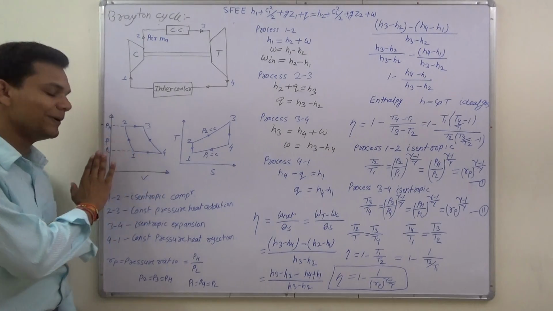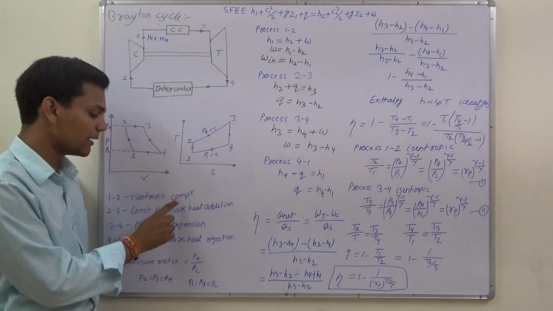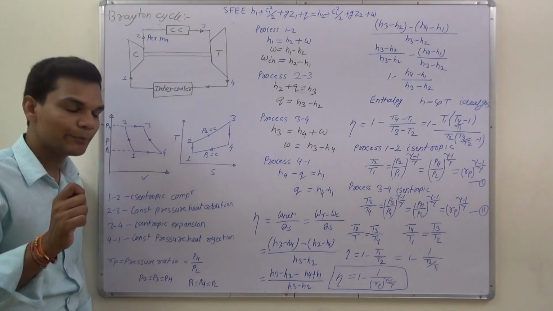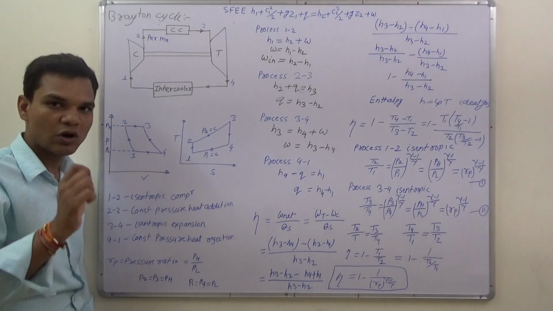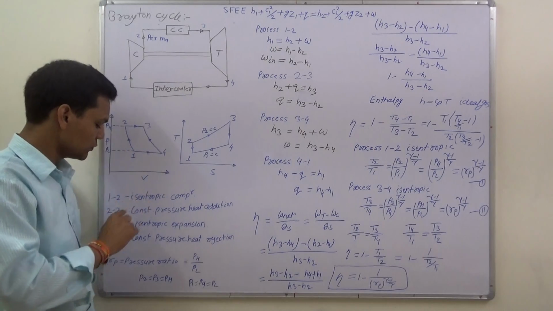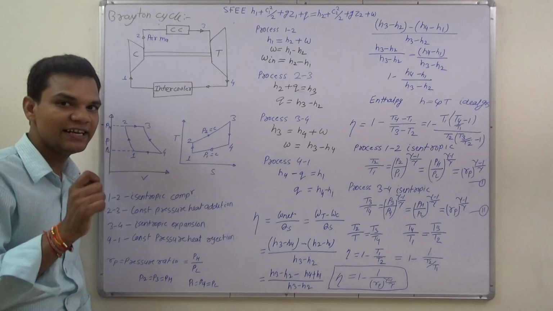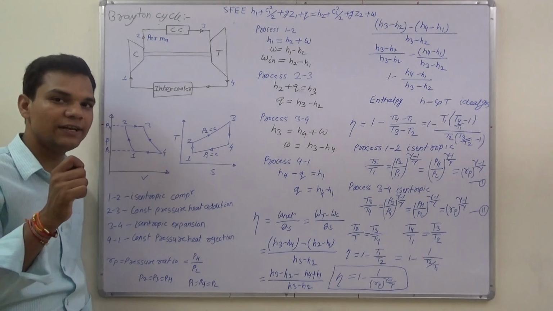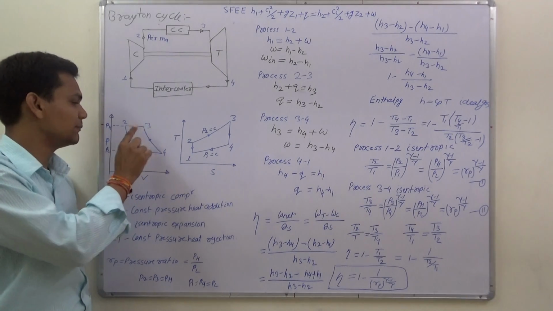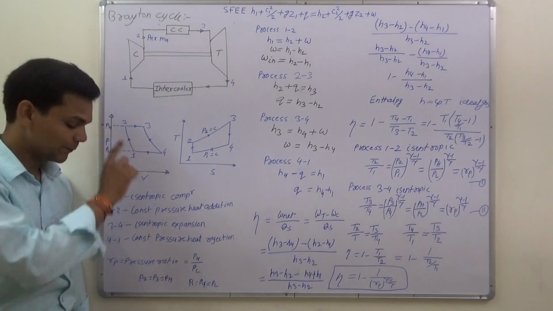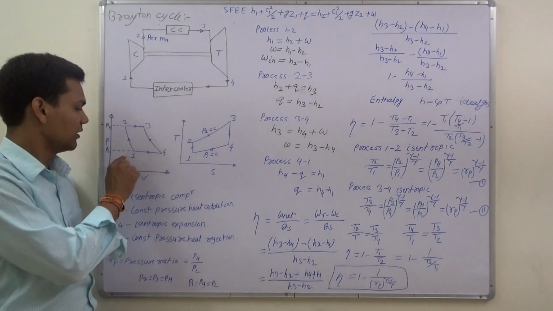Here I draw PV diagram also for the cycle. 1 to 2 process is isentropic compression, that takes place in the compressor and pressure increases from P1 to P2, from lower pressure to higher pressure. Second process is 2 to 3, constant pressure heat addition. Constant pressure heat addition means the pressure remains constant during the process, that is P2 is equal to P3, which is equal to P higher. Here I also write P2 is equal to P3 is equal to P higher.